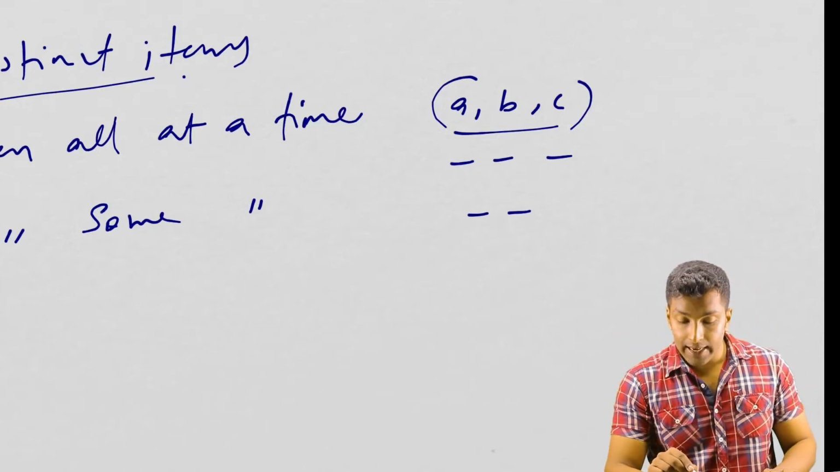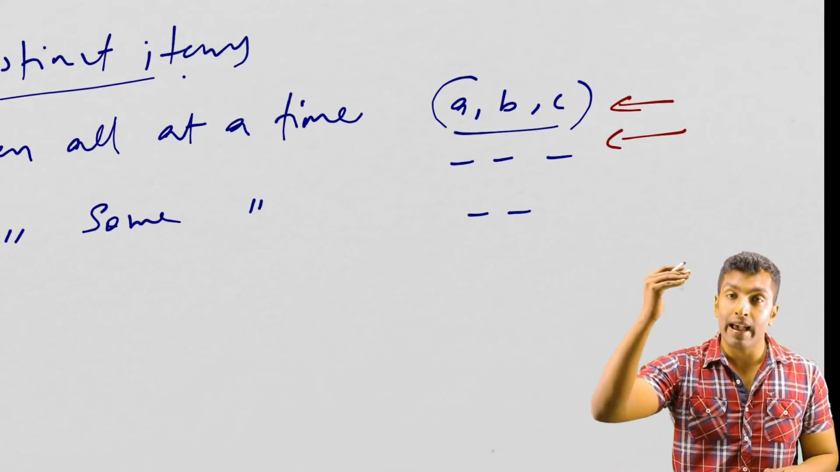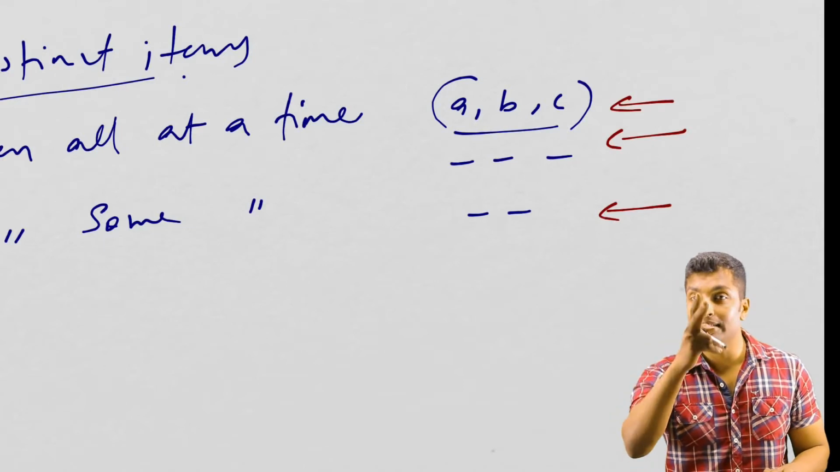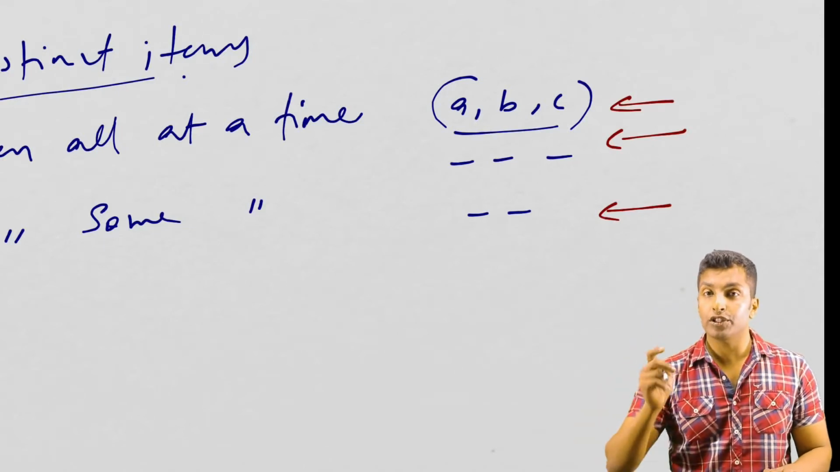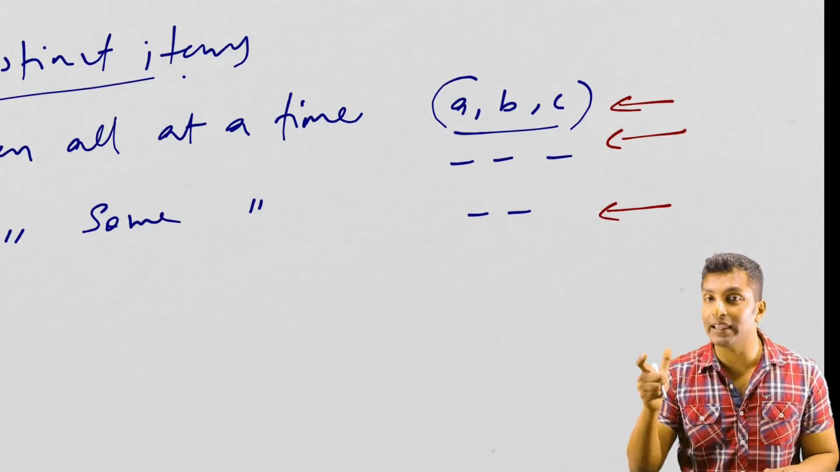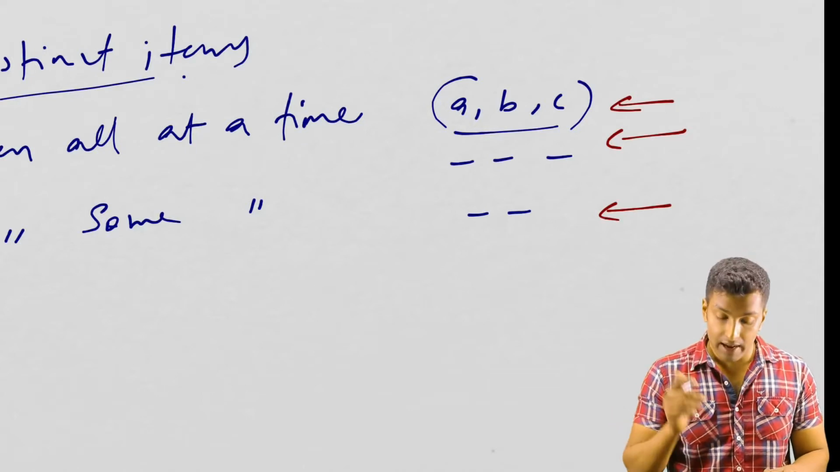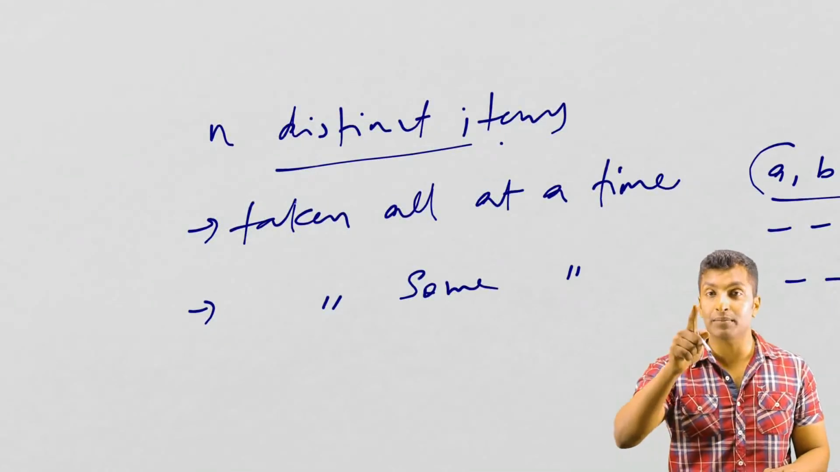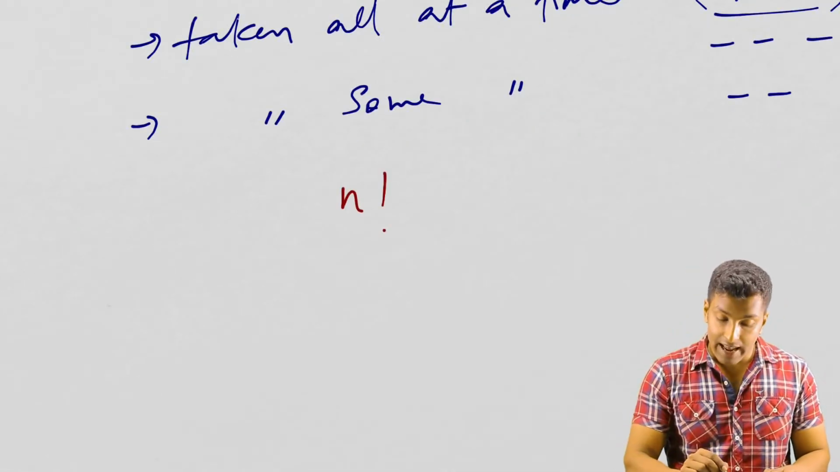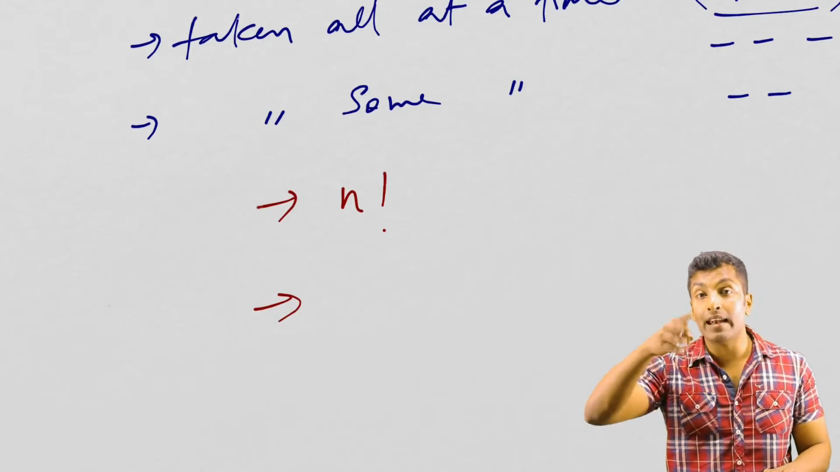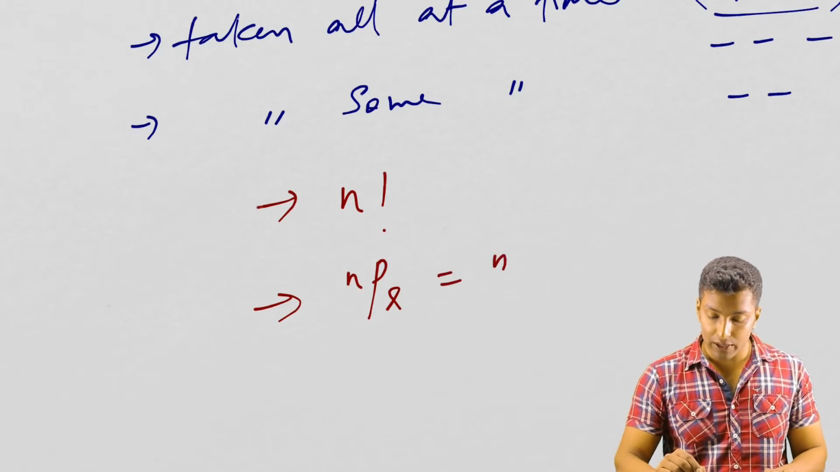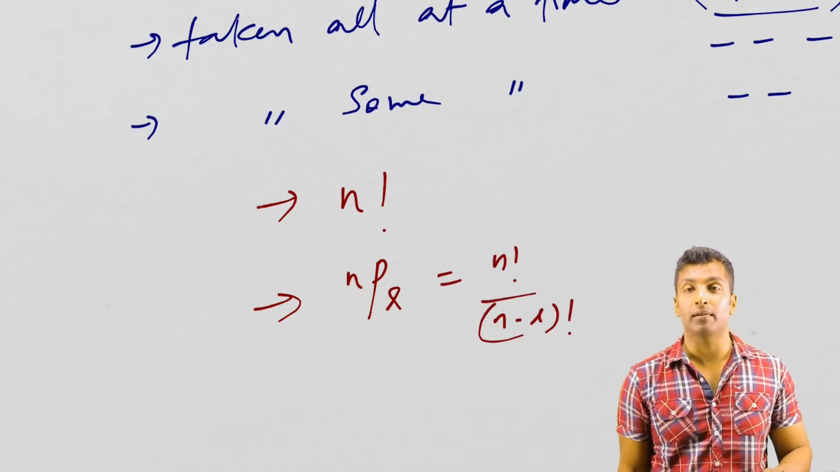First case: three distinct items, three at a time, that means n distinct items, n at a time. Second: three distinct items, two at a time, that means n distinct items, some at a time. So we discussed n distinct items taken all at a time, and n distinct items taken some at a time. N distinct items taken all at a time is n factorial. N distinct items taken r at a time, where n is greater than r, is nPr, and nPr is n factorial divided by n minus r factorial.